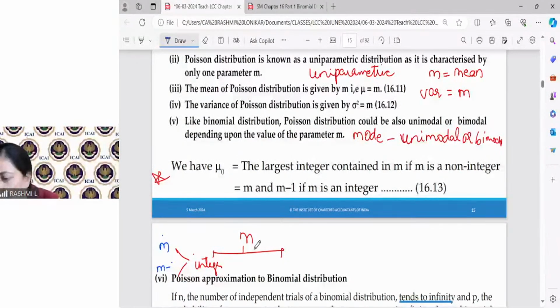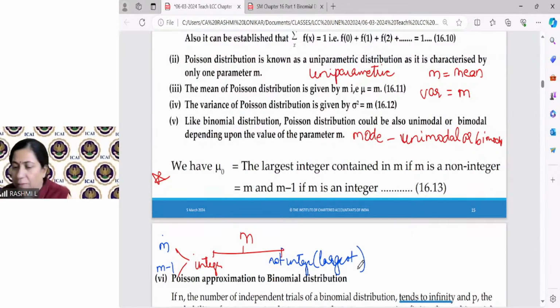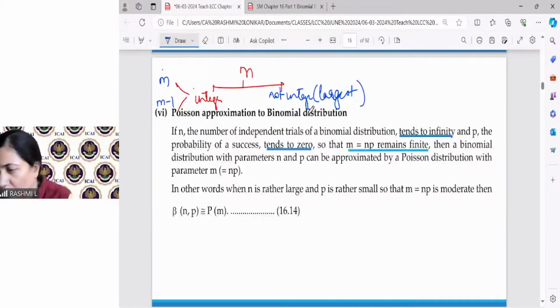m minus 1. If it is not an integer, just take the largest integer, or the integer part of this number. Okay. Cool. Then we know about Poisson's approximation to binomial.